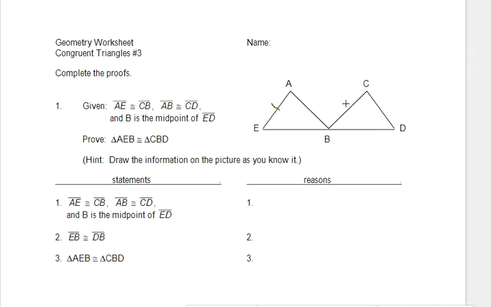AE is congruent to CB, AB is congruent to CD, and knowing that B is the midpoint of ED, we'll be able to say that EB here is congruent to DB over here. So let's get started on our proof now. Our first statement is just our given information.